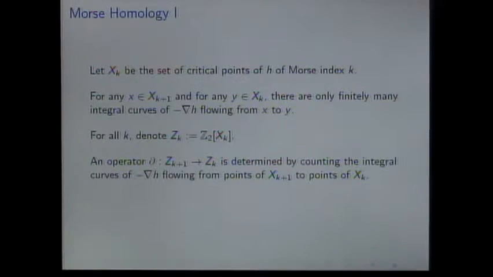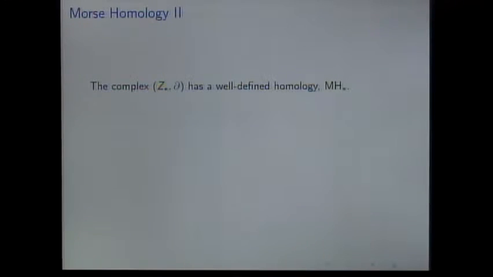But the point is that this operator is defined in terms of the number of curves flowing from points of xk plus 1 to xk. And we know that there are only finitely many, so we have numbers here that we can use. So that gives us this d. And the remarkable thing is that the square of this operator is equal to 0. What does that mean? That means that this complex z star d has a well-defined homology. So we can talk about its homology. And we call this the Morse homology, MH, of the manifold.